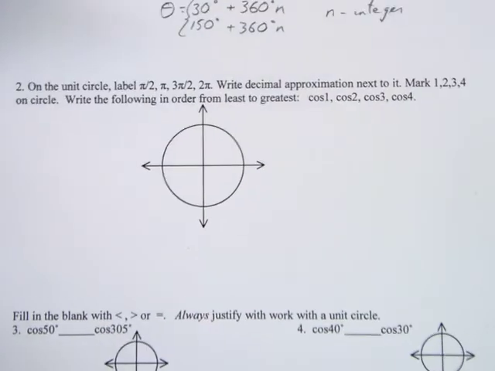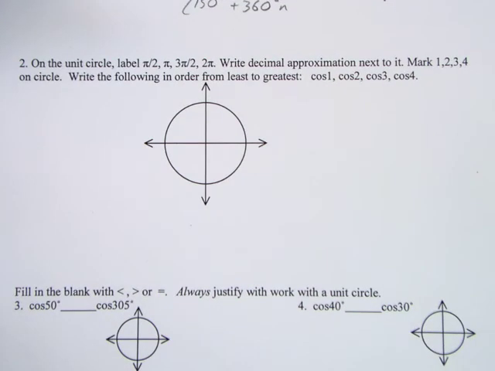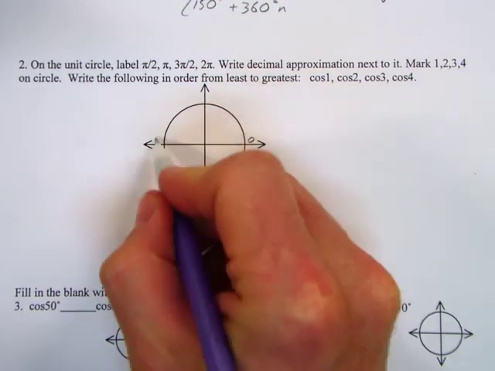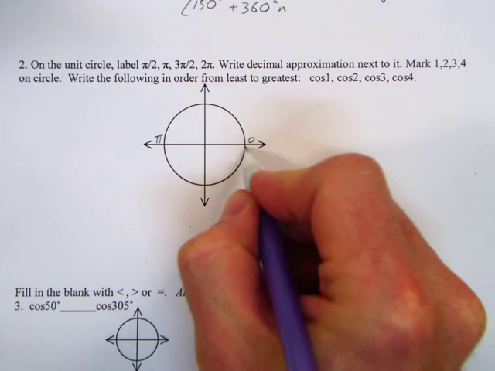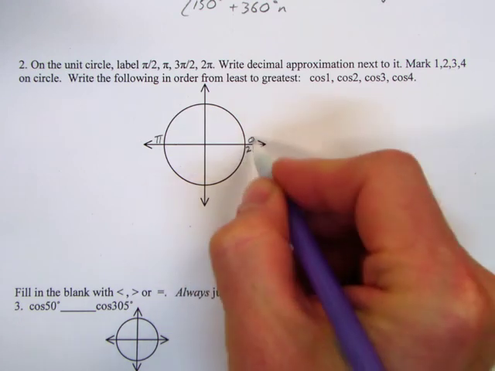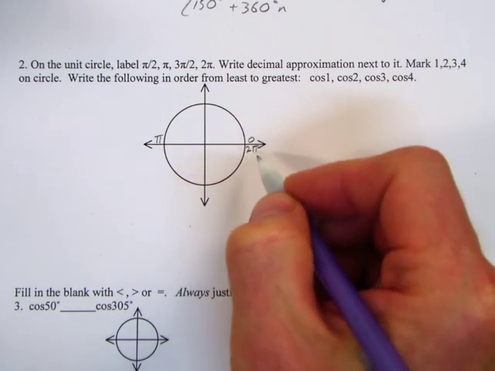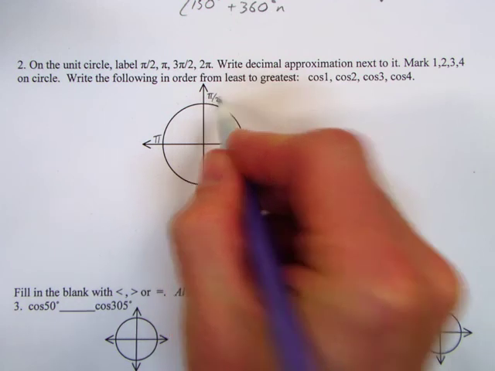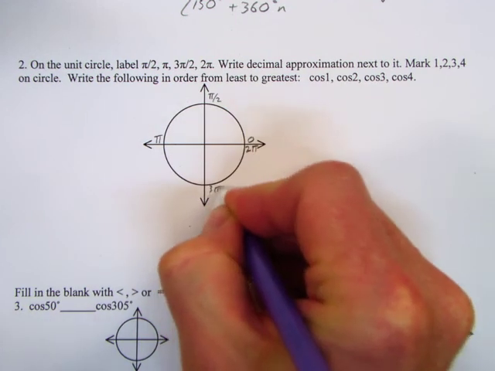All right, let's look at the next one. I drew the circle for us. Let's label these values here. We know that we're starting with 0. Half the circle is pi. The whole circle, this coterminal, is 2 pi. Remember, 0 and 2 pi are not the same angle. They're just coterminal. This would be pi over 2, and this would be 3 pi over 2.